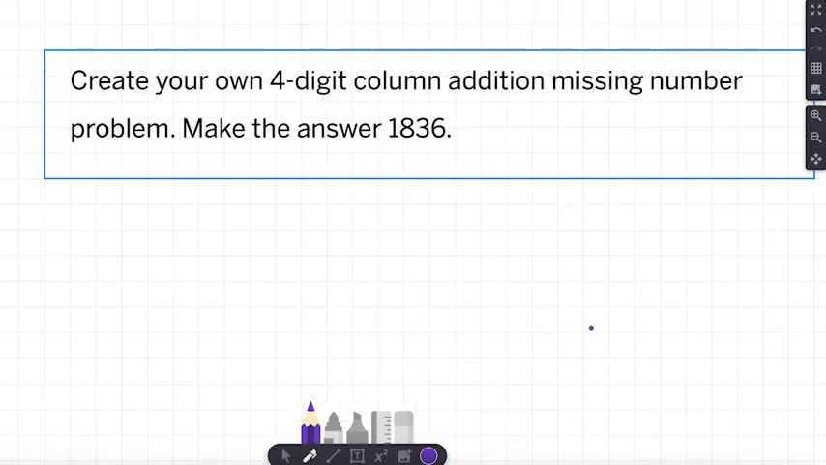And lastly, here's a challenge for you to have a go at. Create your own 4-digit column addition missing number problem, just like the ones that we've shown, but you have to make the answer 1,836. You could do it without carries, you could do it with carries as well for an extra challenge too.